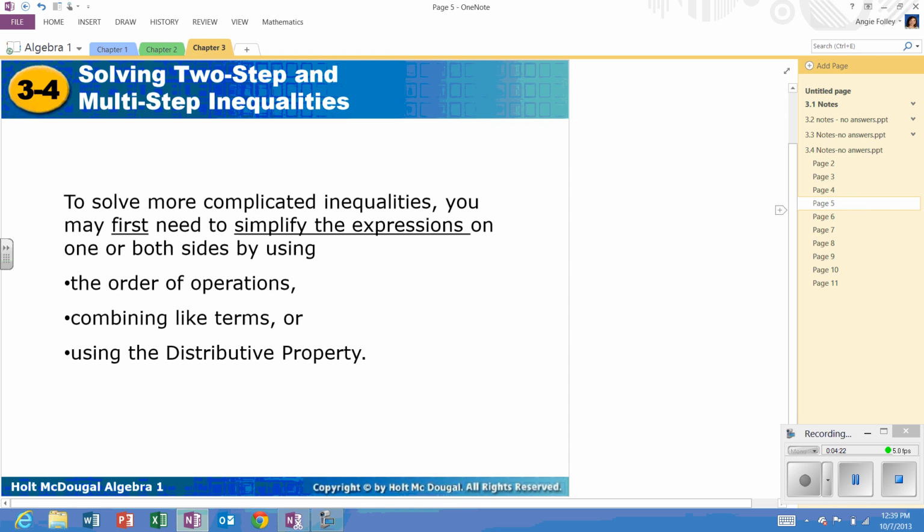All right, so make sure that you see that to solve these more complicated inequalities, we may need to first simplify the expression on one or both sides. And then once it's simplified, we're going to use our order of operations, combine like terms, and/or use the distributive property. Okay?